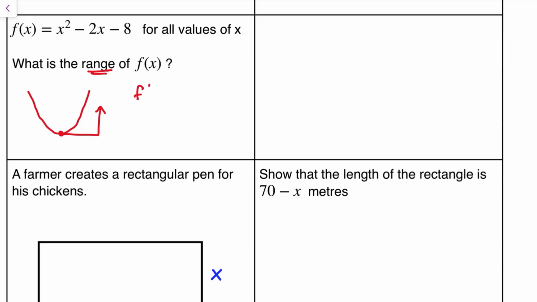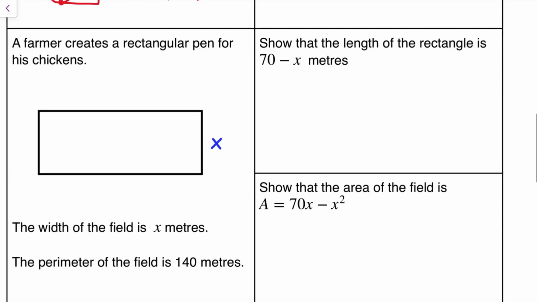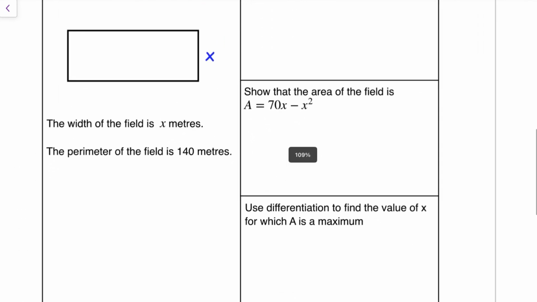So if I rearrange f of x using completing the square, that's going to give me x minus 1 squared minus 1 minus 8, which is minus 9. And so therefore my vertex is (1, minus 9), which means my range is going to be all values that are greater than or equal to, because I can get to minus 9, greater than or equal to minus 9. Question done. Next and final question today.